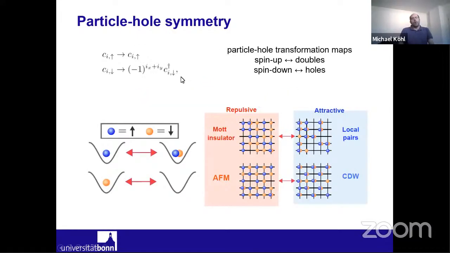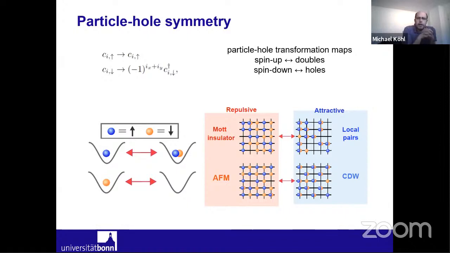Now the question is, what happens when we talk about particles with a spin? What happens to particle-hole symmetry for spin-full particles? Of course, we have to be a little bit more careful when we do that. But there is a proper particle-hole transformation that we can do, which is depicted here in the top left corner. You see that we map the spin-up particle to a spin-up particle, and we map a spin-down particle to a spin-down particle, but with a phase prefactor, which depends on the index of the lattice site.